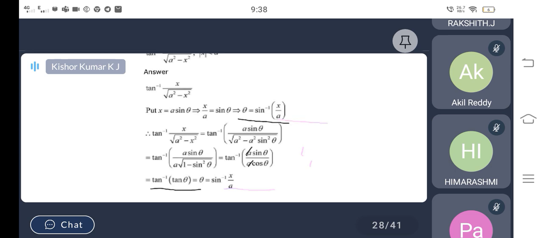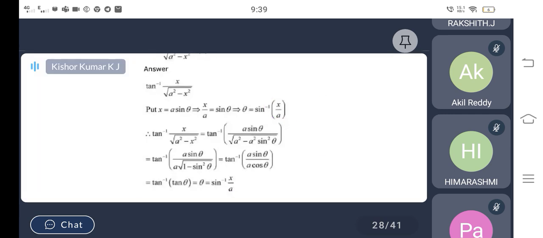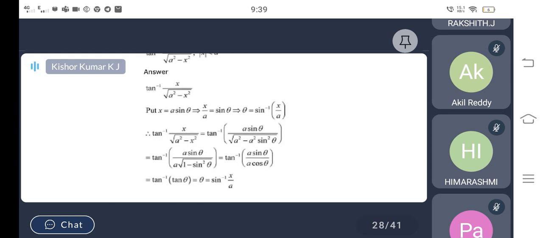And by our substitution, we have theta is equal to sin inverse x divided by a. You just replace in place of theta the value we have. So your final answer will be sin inverse x divided by a. So this is the complete solution of this problem.